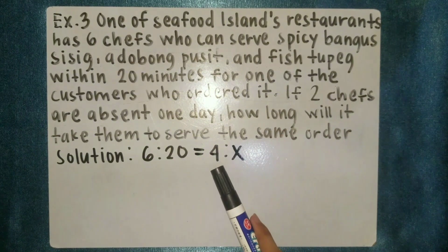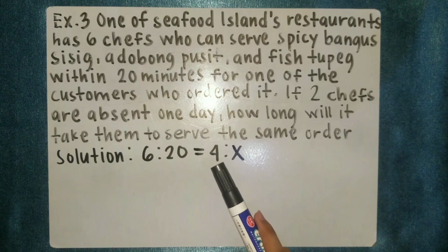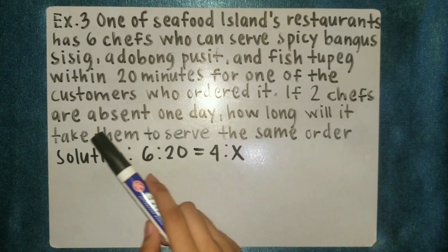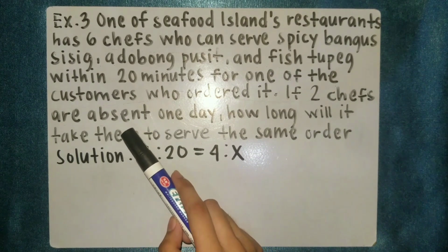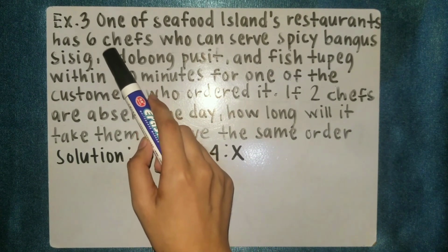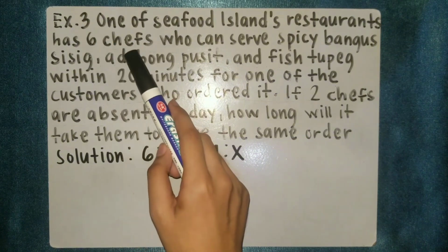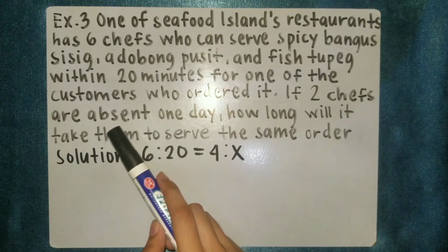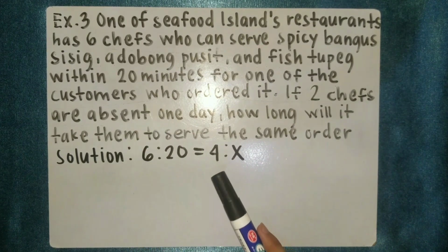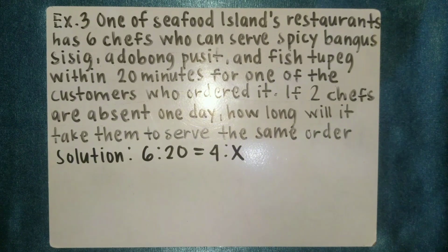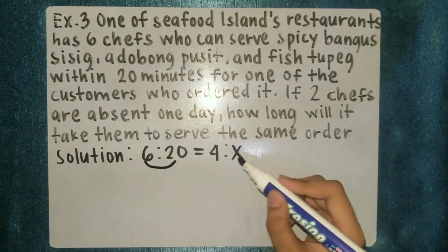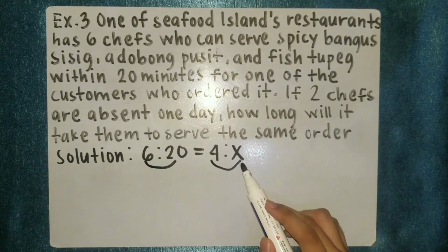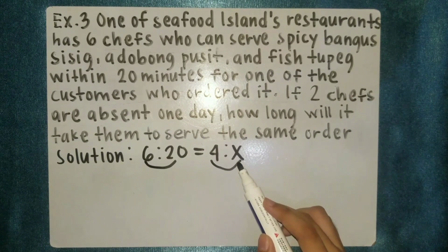Ang first term ng ating second ratio ay tumutukoy sa 4 chef. Naging 4 chef ito dahil sabi dito, if 2 chef are absent. So it means, babawasan natin ang total chef ng Seafood Island, which is 6 chef. Then babawasan natin ng 2 chef dahil absent sila, kaya ang matitira na lang or ang magiging total ay 4 chef. Then next, ipagmumultiply naman natin ang extremes, then means times extremes. Since ang x variable natin ay nasa second ratio, ang second ratio ang una nating imumultiply.